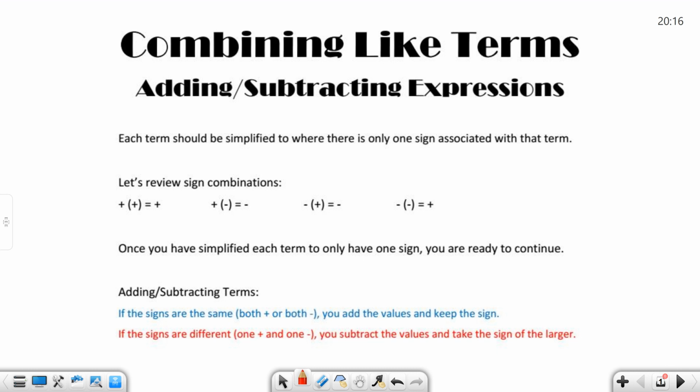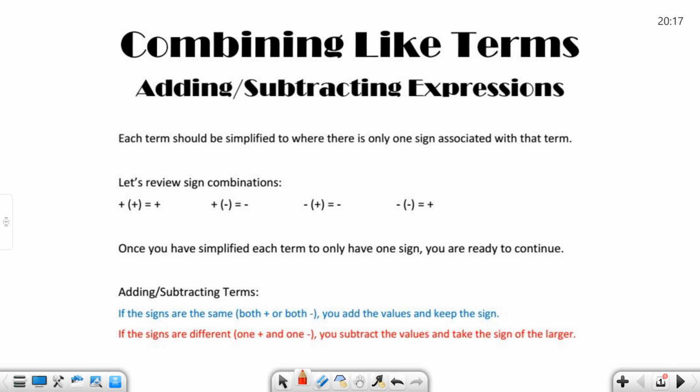So let's review sign combinations. If you add a positive, it's plus. If you add a negative, that's the same thing as minus or subtract. If you subtract a positive, that's a minus or subtract. And if you subtract a negative, that's like a plus. So we don't want plus a negative or minus a negative or minus a positive. We don't want two signs associated with the term. That's more complicated. We want one sign to go with each term. Once you have simplified each term to only have one sign, you're ready to continue.